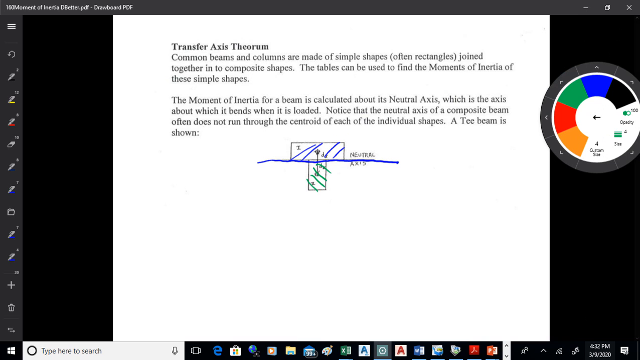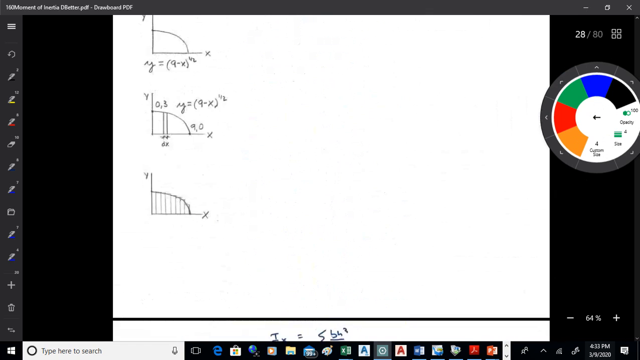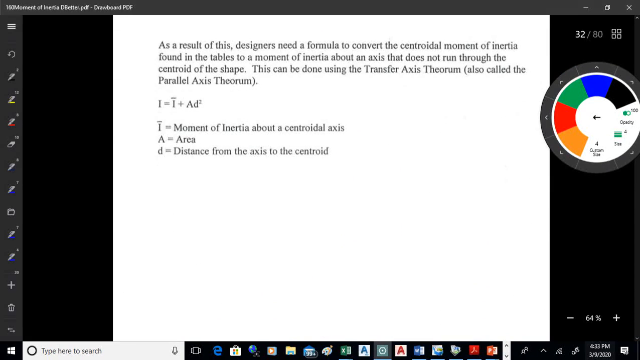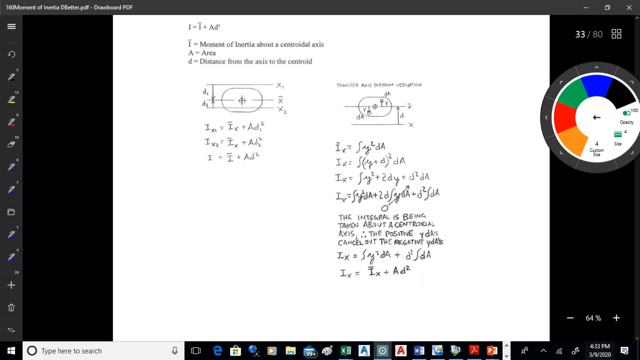So we have to have a way that we can take a moment of inertia about a place other than its centroid. And we don't want to be doing calculus all the time. We want to keep this a little more simple. So we use these tables and something called the transfer axis theorem to do that. Okay. So the transfer axis theorem is on page 690. What that tells us is if we take the centroidal moment of inertia, the moment of inertia of an object about its own centroid, and then add the area times an offset distance squared, we'll come up with the moment of inertia about an axis other than a centroidal axis.